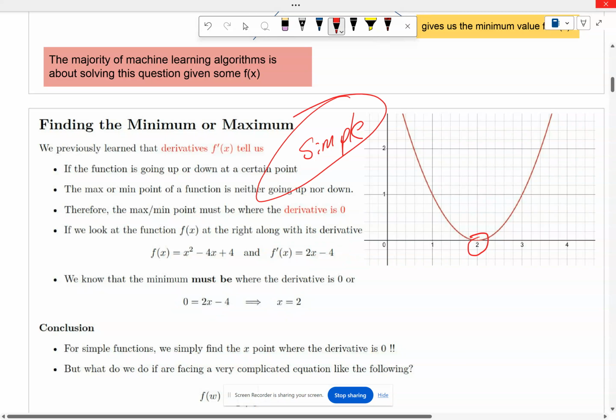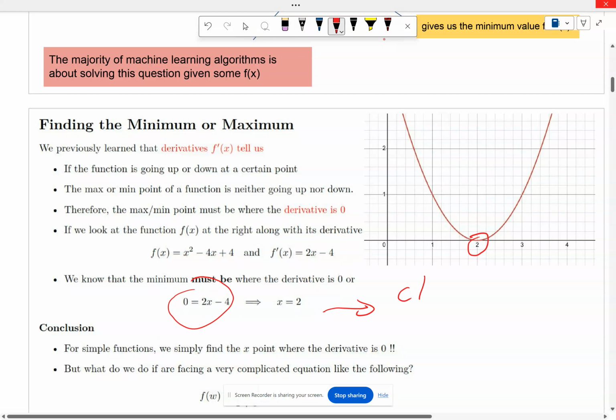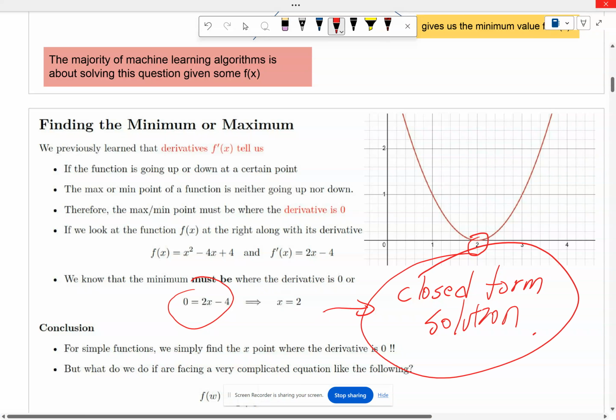Of course, life is not so simple. We're going to be working on much more complicated equations, and therefore we can't just take the derivative and set it to 0. However, in the most ideal case, this would be the best way to find the minimum. And this right here is called a closed form solution.